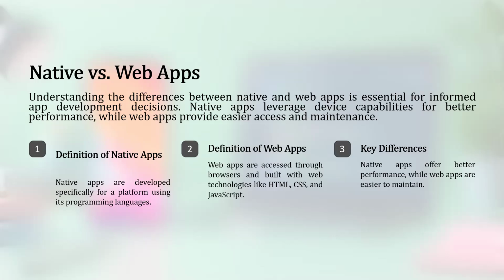On the other hand, web apps are accessed through a browser and built using web technologies like HTML, CSS, and JavaScript. While they are easier to develop and maintain due to a single code base, they lack the deep integration with device features that native apps offer. So, if your app needs high responsiveness, offline capability, or deep device integration, native is the way to go.